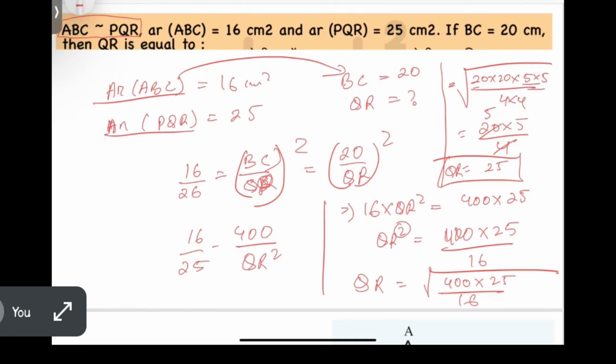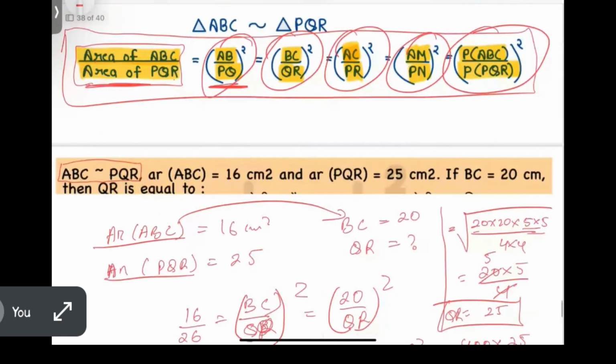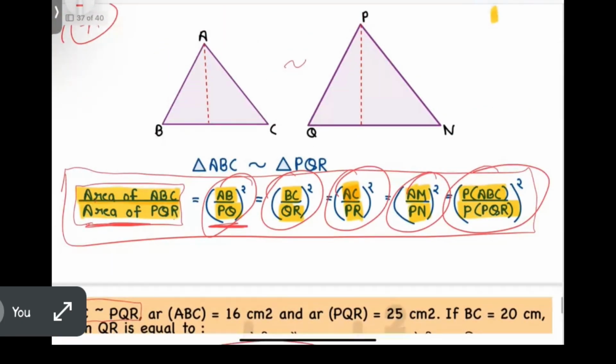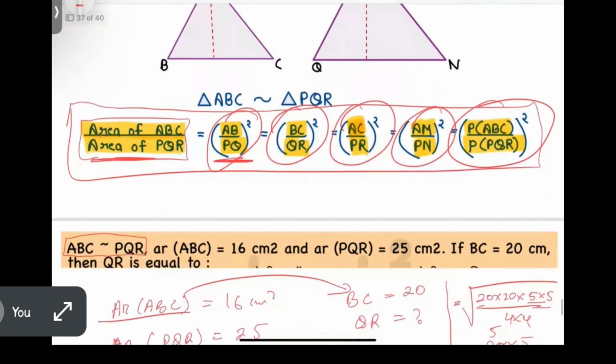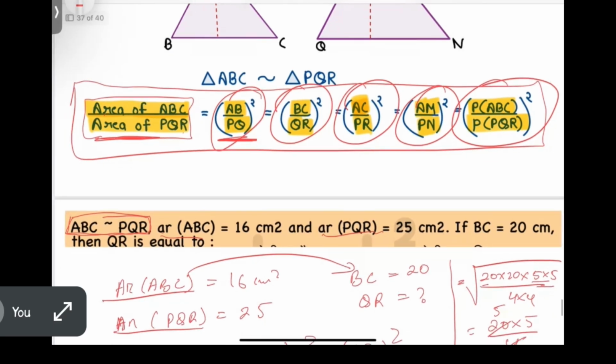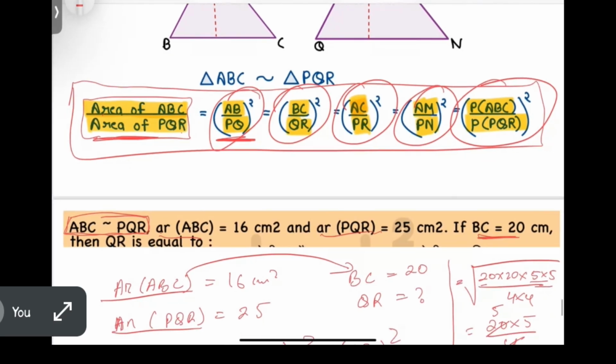That's the answer, okay? So a question based on this can be asked this way. A certain area ratio will be given. They will say there are two triangles and they are similar, and the areas are given this way, and one side will be given and you will be asked to find the other side.